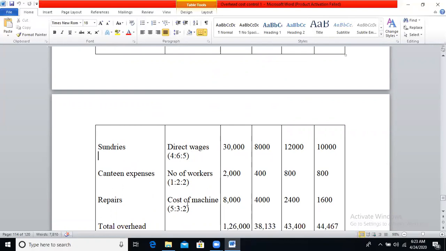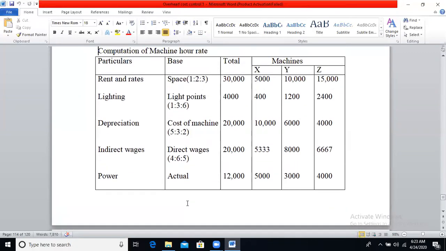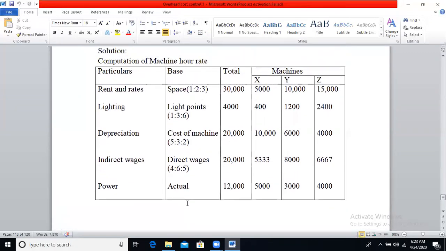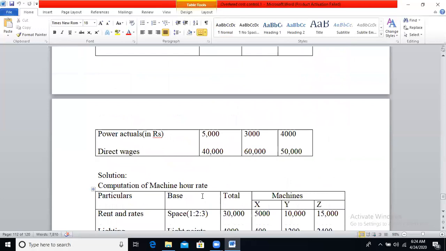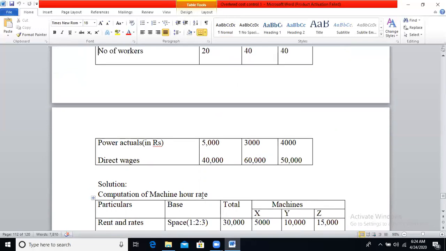And one more thing, in case of primary overhead distribution summary, if they have given any direct items, we will consider those items at the starting. But in case of machine hour rate calculation, consider only the indirect overhead expenses involved for the machine. Now, first identification of expenses, then identification of basis for the expenses, then third step is calculation of ratio for the basis.